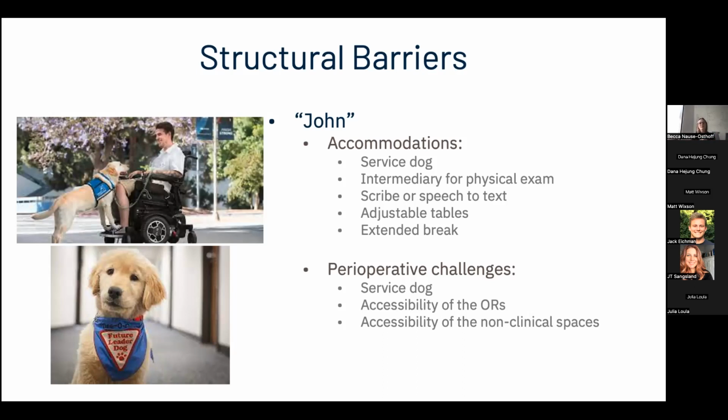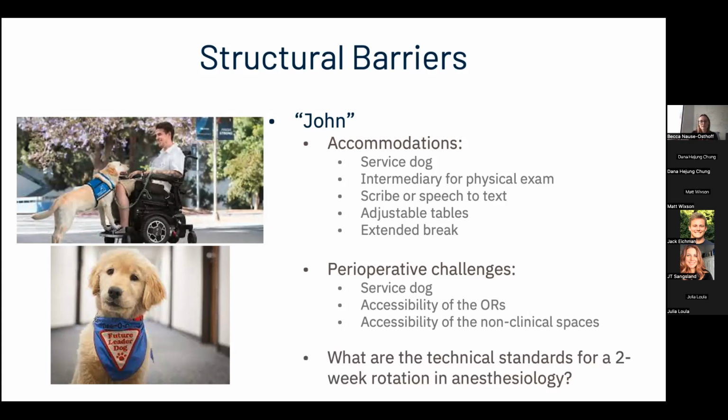When you start thinking about it and exploring it, even things that seem like they would be so accessible maybe aren't.